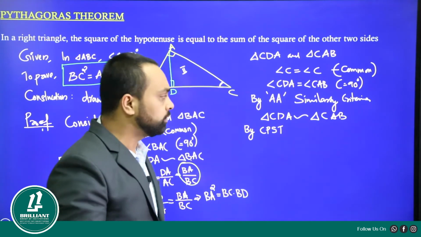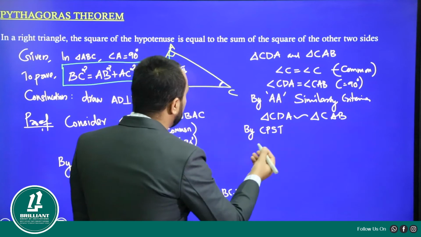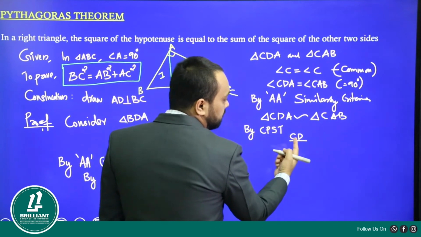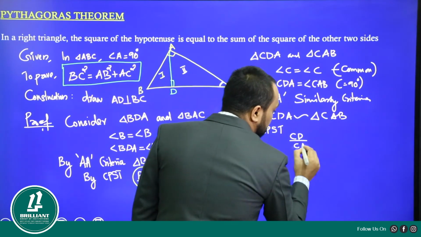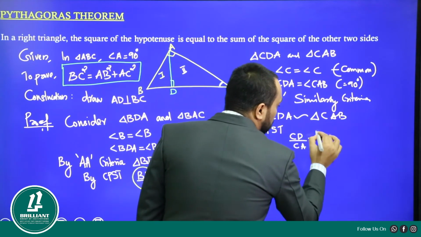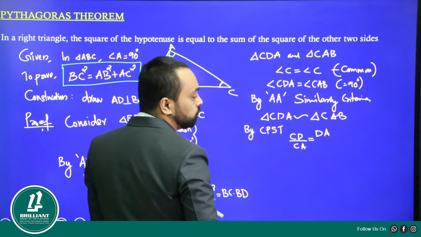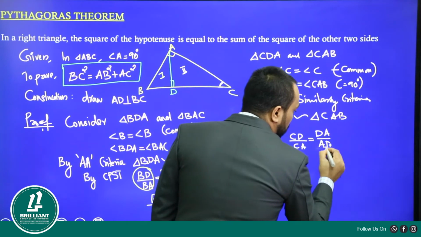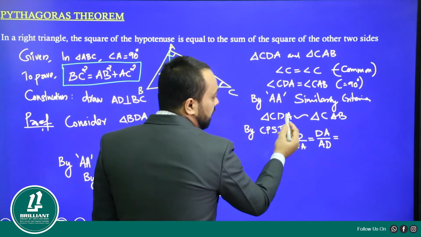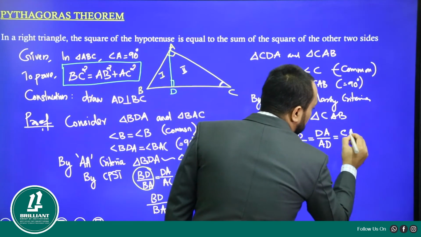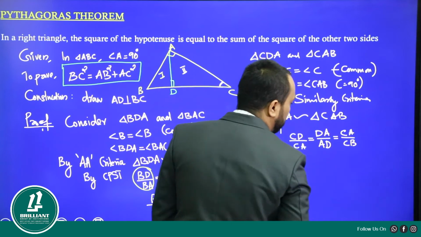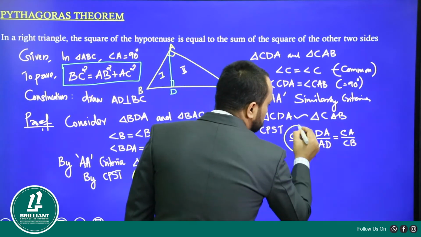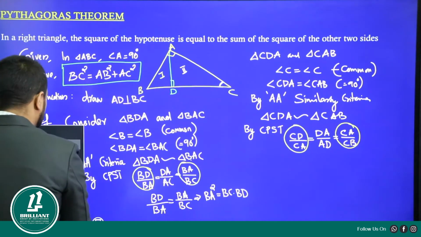angle correspondence we don't want. We have to get the side correspondence, the side ratio only. For that I am taking CD by CA, the first two vertices, corresponding first two letters, will be equal to DA by AB, the last two vertices, which is equal to, next, the first and last vertices, CA by CB. Now the same way we can choose the first and last. I am choosing the first one and last one only. What we will get?